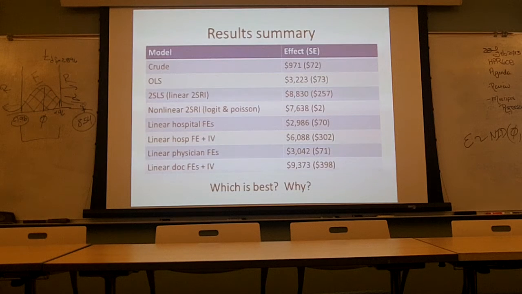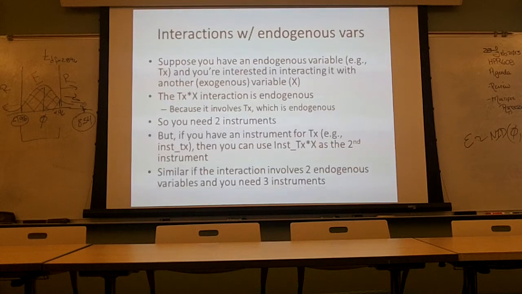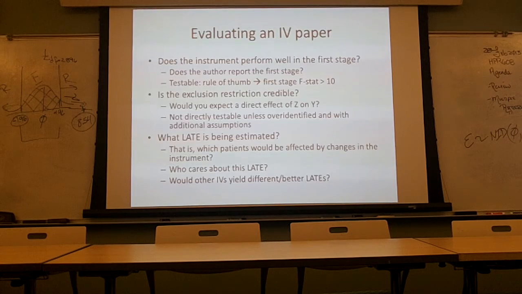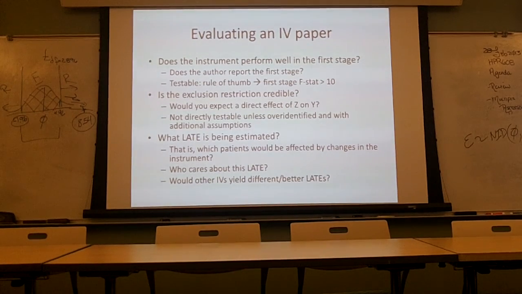So I don't want to scare you off of IV, because it's one of the most compelling ways to get causal effects, and yet it's not perfect. The approach is only as good as the instrument or instruments that you have. I'm not going to go through the rest of the technical stuff because that's even more confusing. But I do want to conclude with a few comments about things to look for in summary when you're evaluating a paper that uses IV or thinking about doing one.